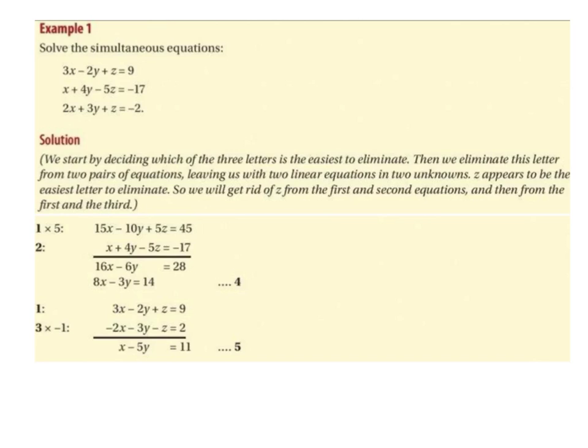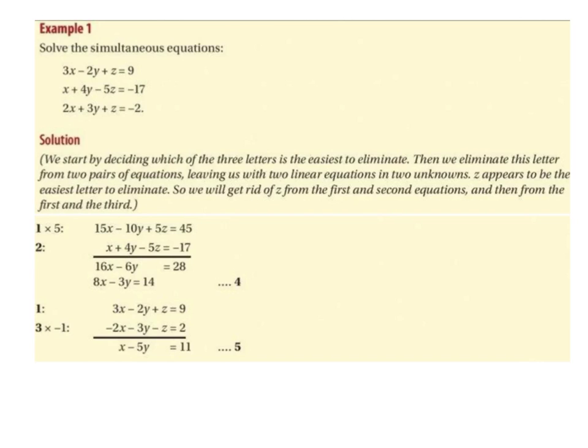So we're going to take the first equation, which is 3x minus 2y plus z is equal to 9, and we're going to multiply it by 5. So 3x by 5 is 15x, minus 2y by 5 is minus 10y, z by 5 is 5z, 9 by 5 is 45. And then we're just going to take the second equation as it is, x plus 4y minus 5z is equal to minus 17. So that 1 represents the first equation and that 2 represents the second equation.